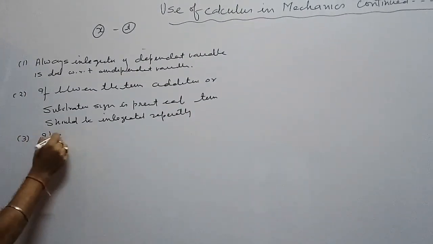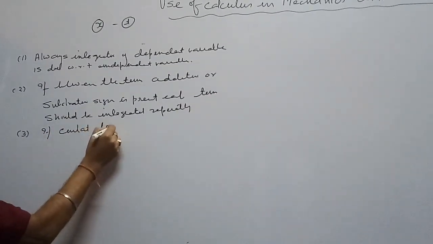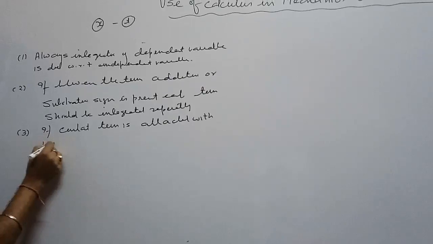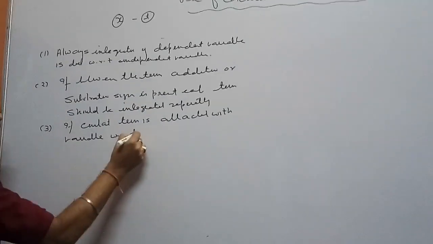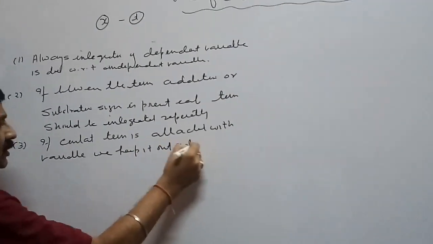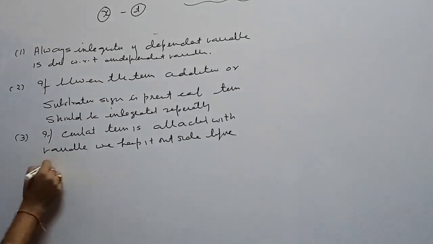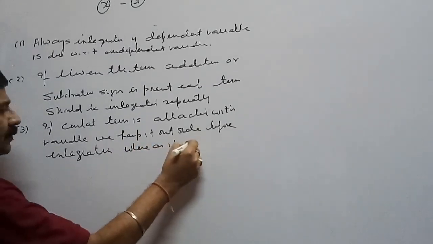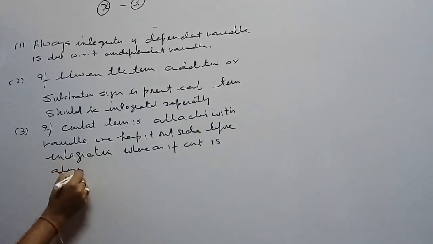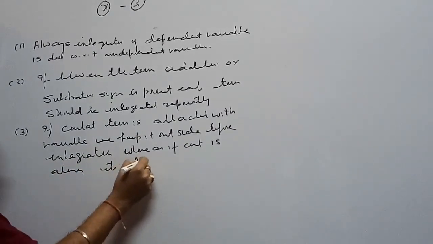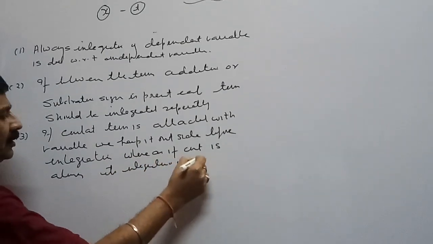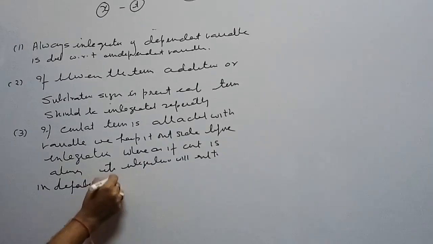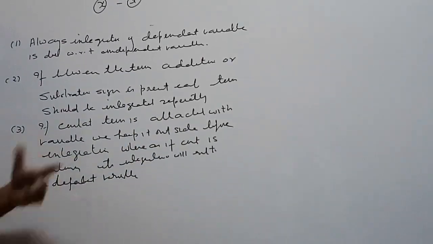Rule number 3: if a constant term is attached with a variable, we keep it outside before integration, whereas if the constant is alone, its integration will be equal to the constant times the independent variable. We will discuss how we are applying it. First we are writing the rules.